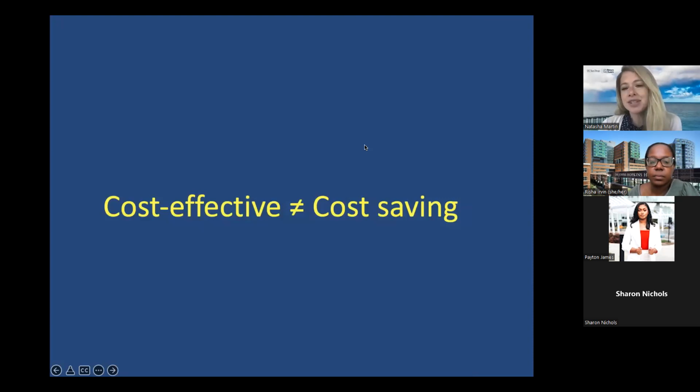So cost effective doesn't mean cost saving, doesn't mean we're saving money. It just means that it's worth the money that we're spending on it compared to what we could spend that money on in some other domain.